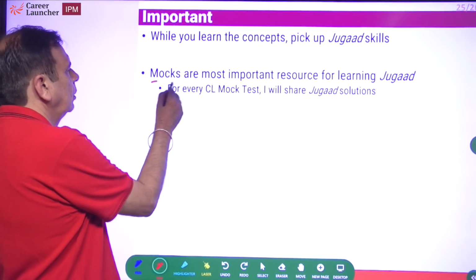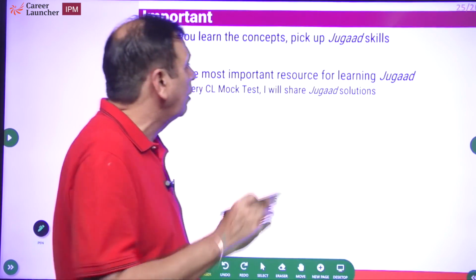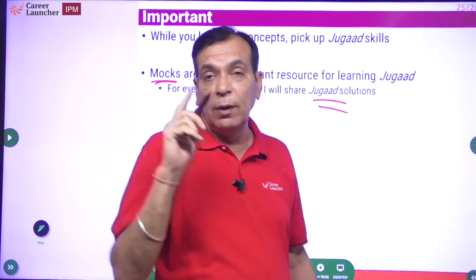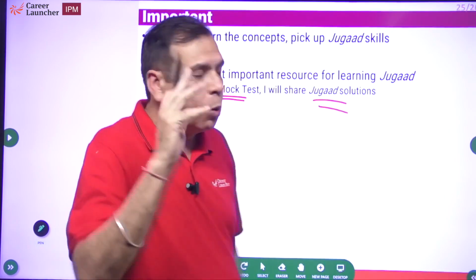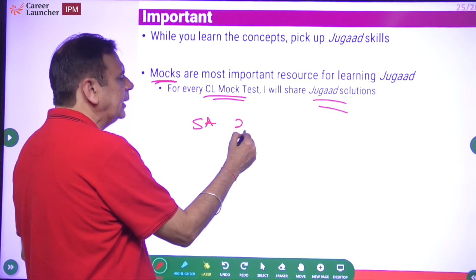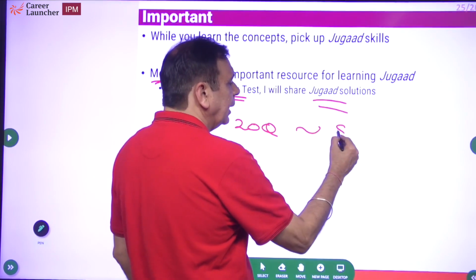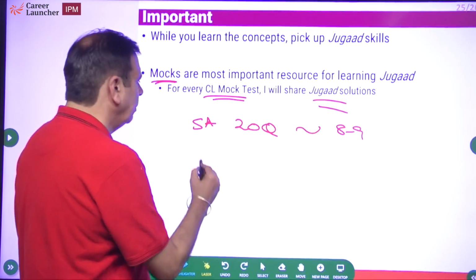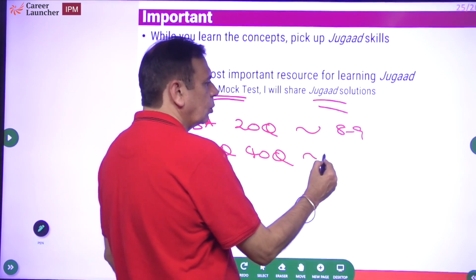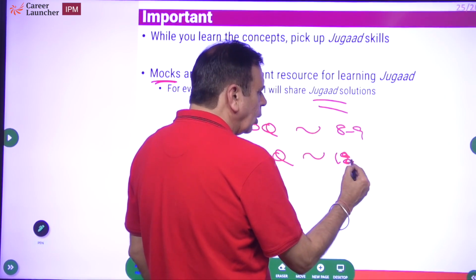And your mocks, the IPMAT mocks which Career Launcher provides you, are extremely important. This shows you what you have to solve. And for most of the CL mocks, I will give you jugaad solutions. Will jugaad solutions be available in all questions? No. If you look at, typically, short answer, 20 questions, out of them, you will be able to solve maybe about 8 to 9 questions by jugaad. Similarly, if you look at MCQ, out of 40 questions, you will be able to solve about, not 20, but let's say 18 odd questions by jugaad.